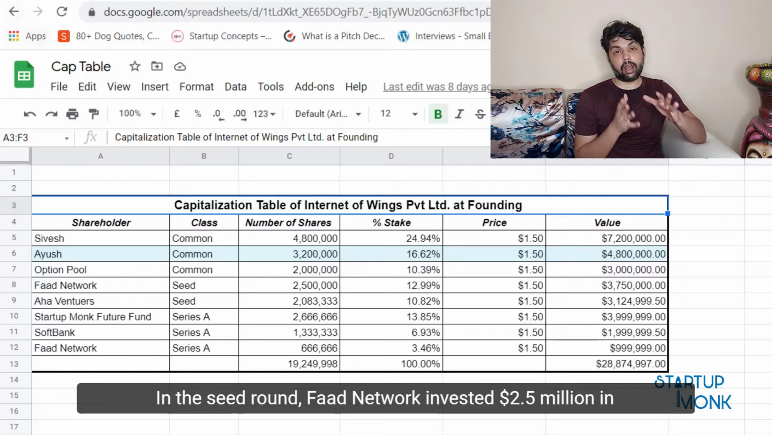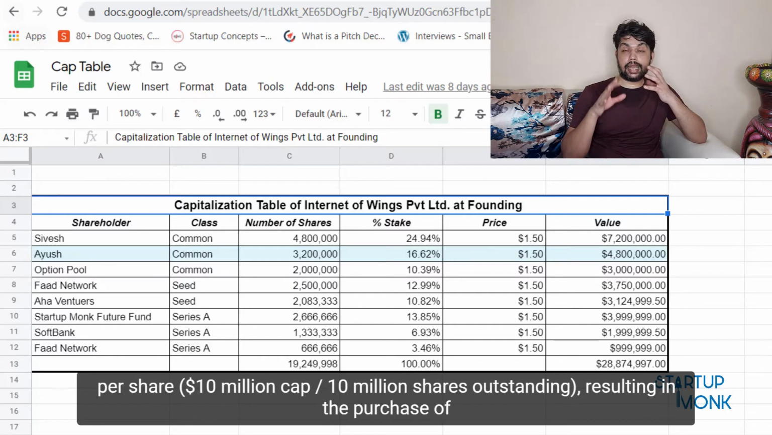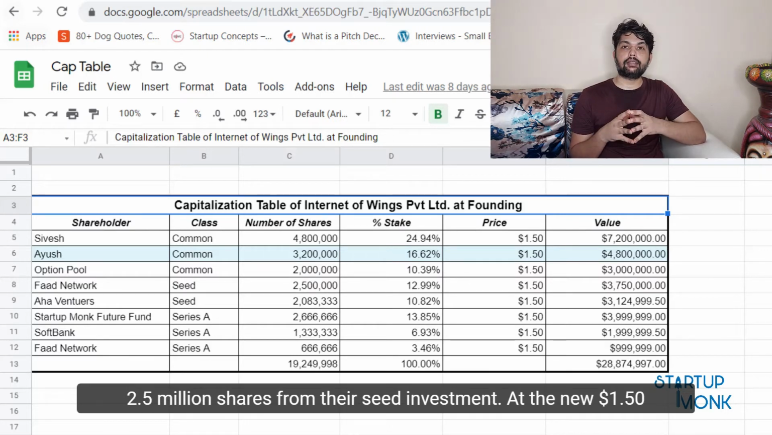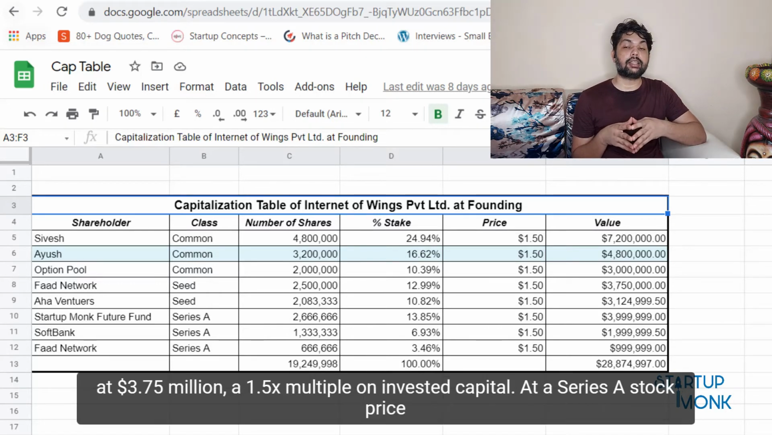In the seed round, Fard Network also invested 2.5 million in the safe notes with a valuation cap of $10 million. This allowed them to purchase shares at $1 per share. That is 10 million cap divided by 10 million shares, resulting in purchase of 2.5 million shares from their seed investment. At the new $1.5 share price, Fard Network's seed investment is now valued at $3.75 million, a 1.5x multiple of the initial investment. Now the Series A investors.